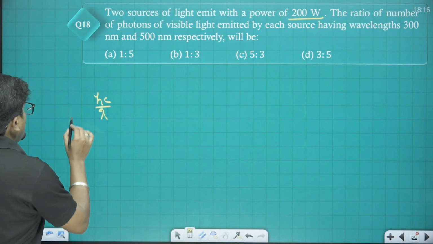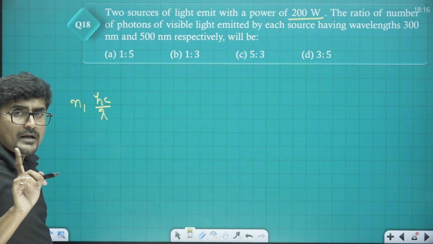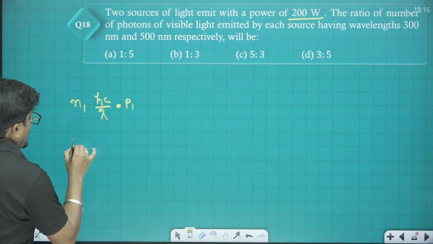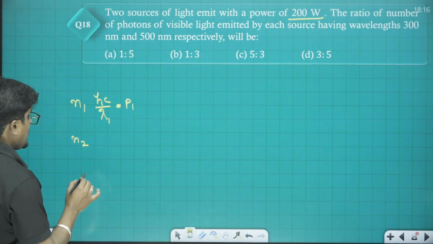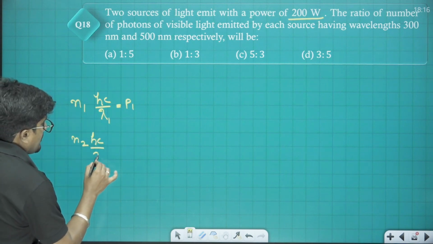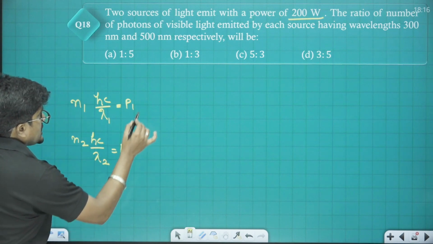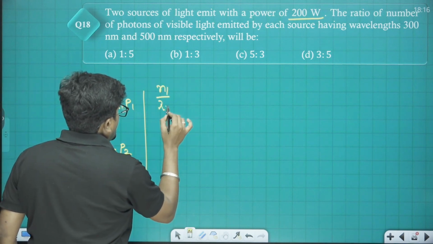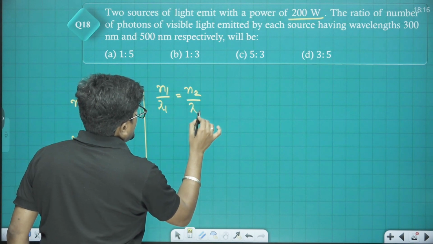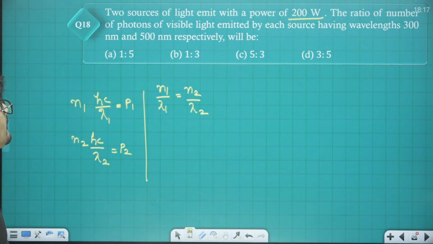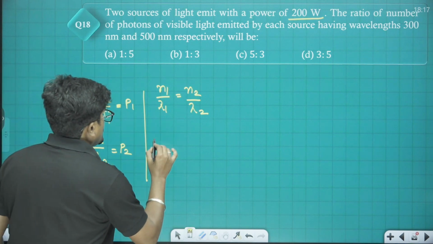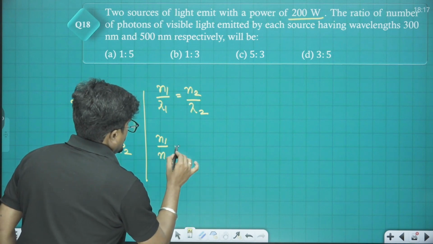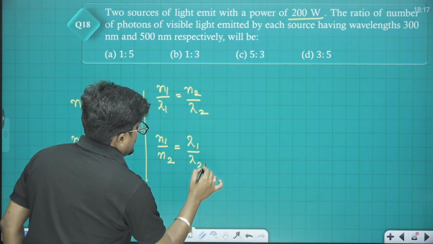The energy of one photon. All right. And if n1 number of photons are coming out in 1 second, that means basically the power here is going to be P1, n1 into hc divided by lambda 1. Now n2 into hc divided by lambda 2, that is going to be the power for the second radiation. Basically power is the same. That means n1 divided by lambda 1 needs to be n2 divided by lambda 2, isn't it? Now they are asking for the value of n1 by n2. So n1 by n2 needs to be what? Lambda 1 divided by lambda 2.